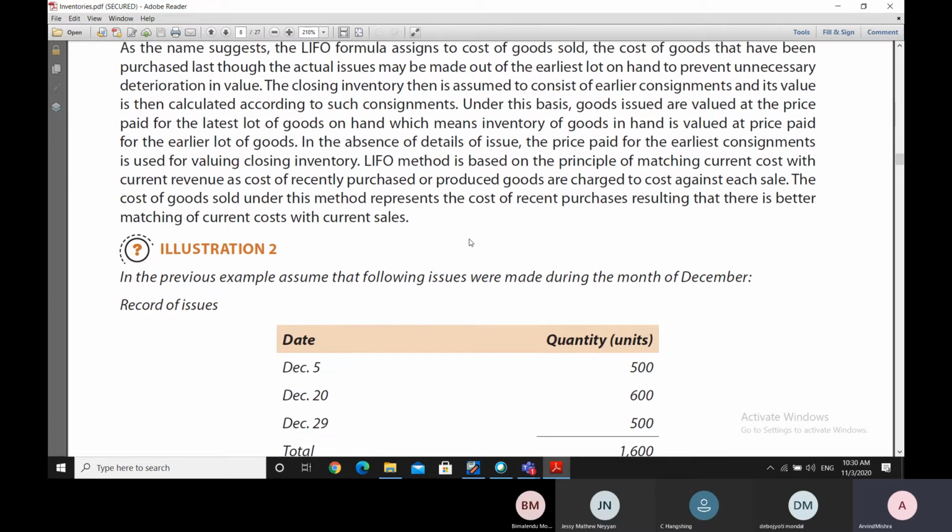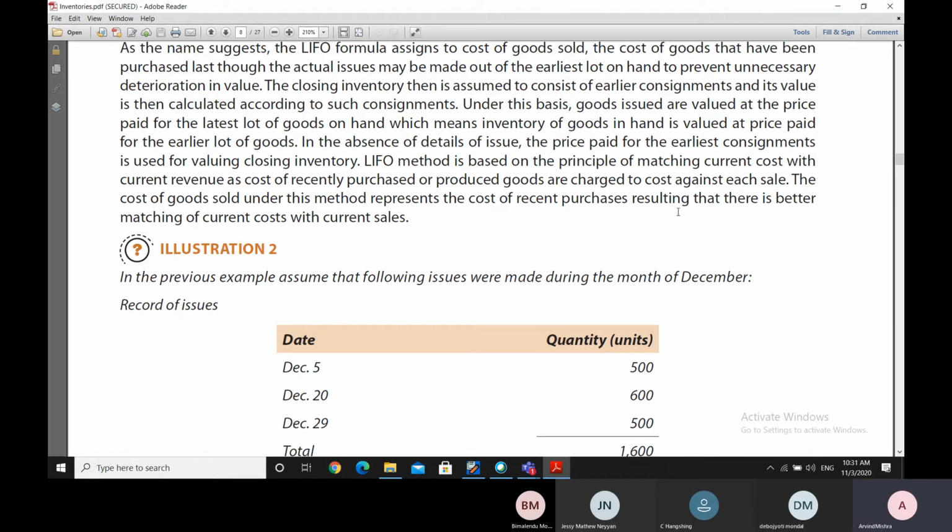The LIFO method is based on the principle of matching the current cost with the current revenue, as cost of recently purchased or produced goods are charged to cost against each sale. So here the basic premise is that the cost of the recently purchased or recently produced goods will be charged to cost against every sale. So the cost of goods sold under this method will represent the cost of the recent purchases.